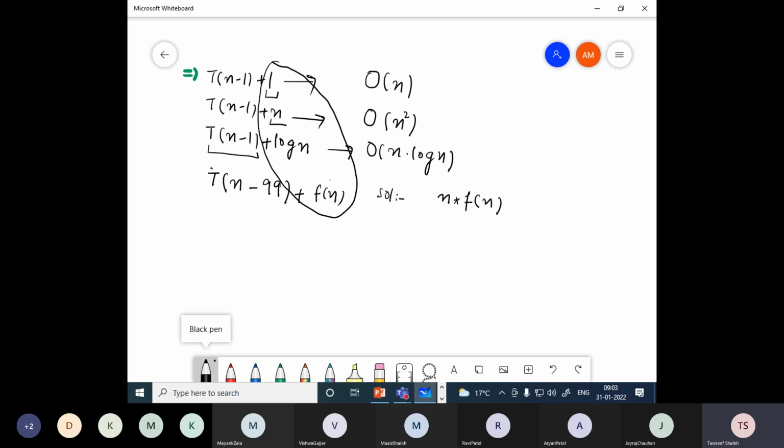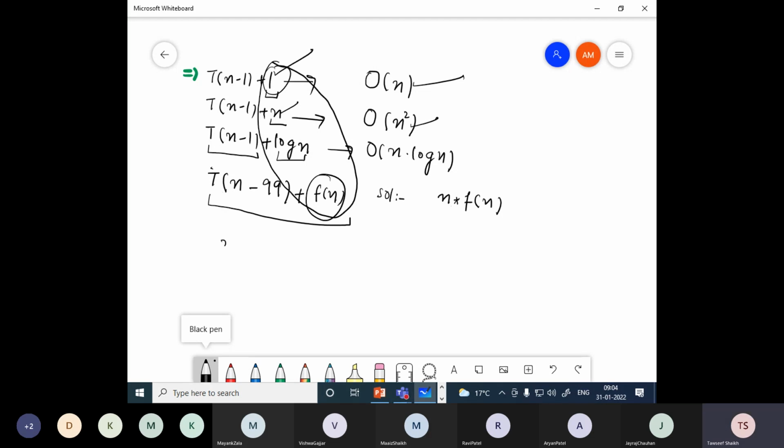Whatever is f of n, multiply that with n. Take any example: here f of n is 1, so we multiply by n and that becomes the order. Here f of n is n, we multiply it by n, and it becomes order of n square. Here f of n is log n, and when we multiply it by n, it becomes n into log of n. But this is the case when our recurrence is of this form.